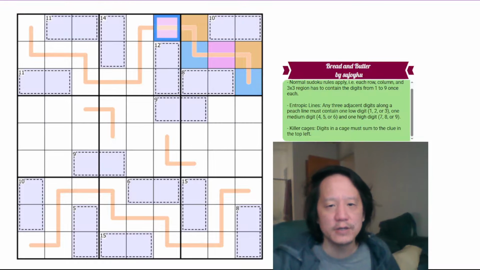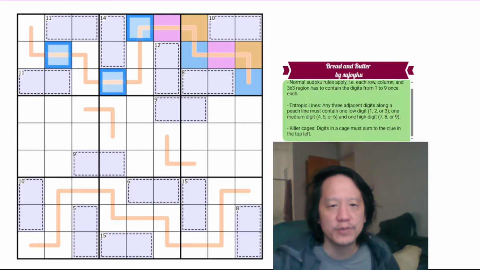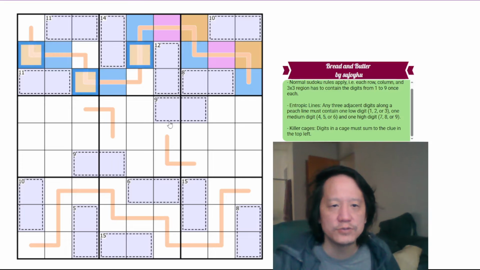So then this is pink. Now this must be blue. So that's blue. So then we have blue here. This must be orange. So this is orange. And these are pink.